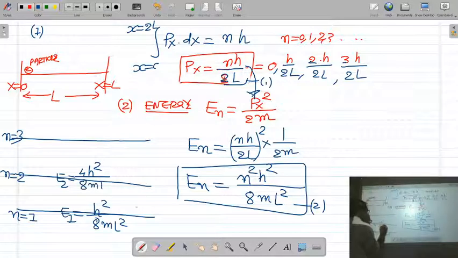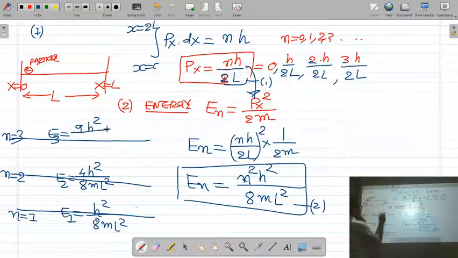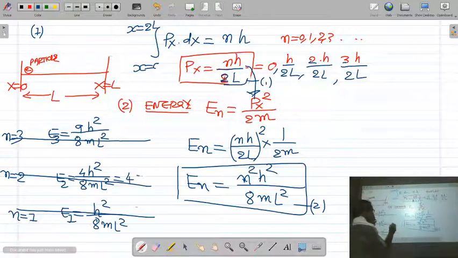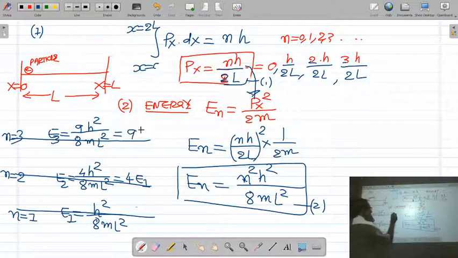upon 8mL squared. And in the energy level n is equal to 3, the energy of the particle will be 3 squared, that is 9, h squared upon 8mL squared. So the energy in the level n equal to 2 is 4 times greater than E1, and the energy of the particle in the level 3 is 9 times greater than E1.